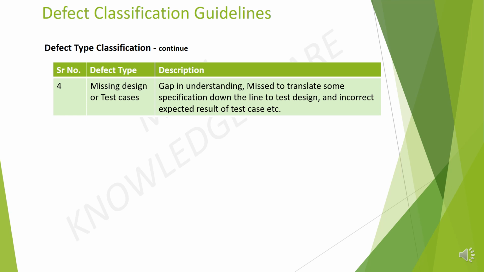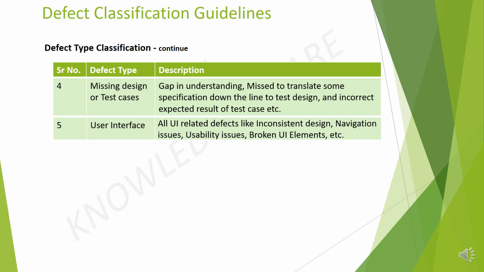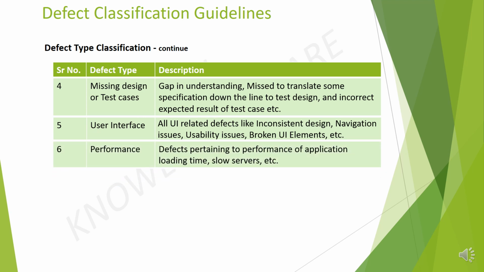Category number 5, user interface. It relates to defects like inconsistent design, navigation issues, usability issues, broken user interface elements, etc. Category number 6, performance. It relates to defects pertaining to performance of application, loading time, slow servers, etc.